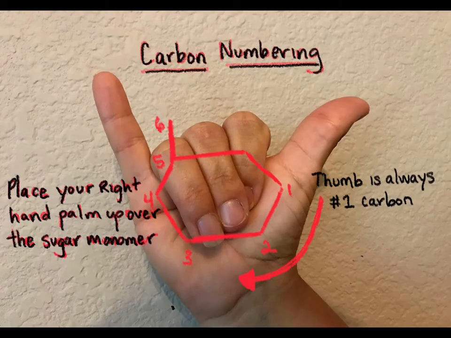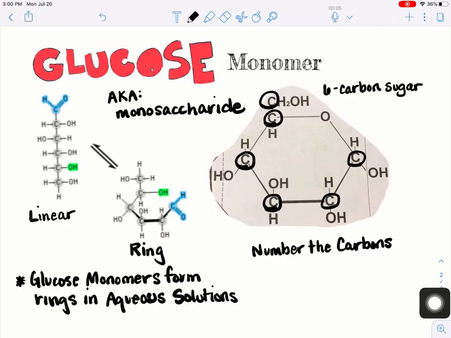The palm side up of your right hand resembles the sugar ring. And if you use your imagination a bit, the thumb is always the starting point for the counting process and the number 1 carbon in the backbone. So, the saying goes, thumb is number 1 and count your carbons down and around your palm.